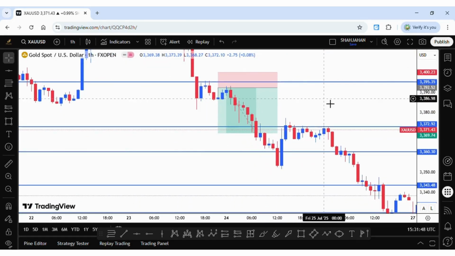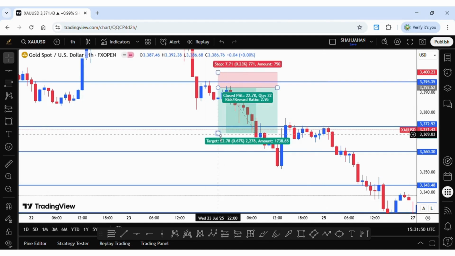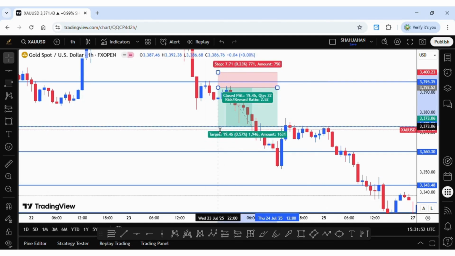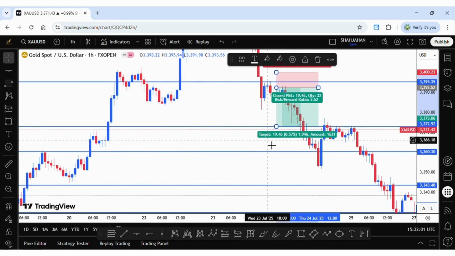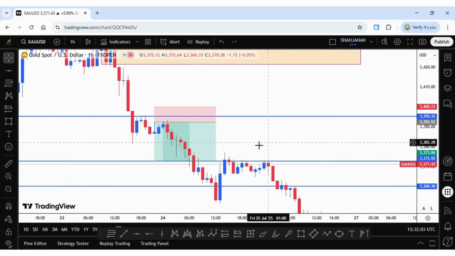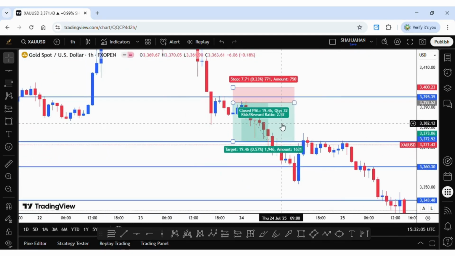and your TP should be your second swing high from this area. You can see the swing high is placed here. So this is your first entry. You can see the risk reward: 0.23 is your SL and 0.57 is your TP. So this is almost 1:2, and this is a very good risk reward in gold.